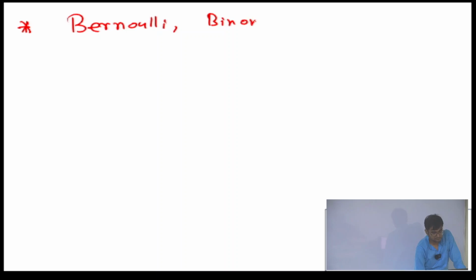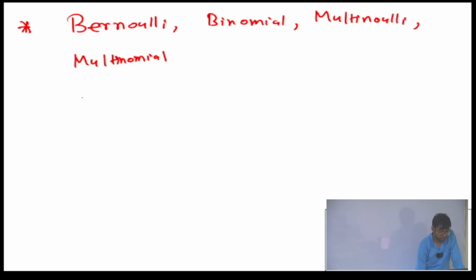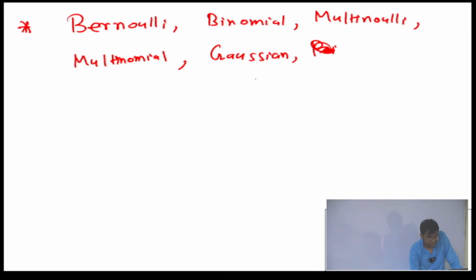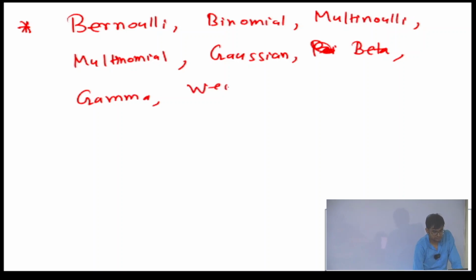Lastly, for today, I will quickly give you some examples of popular PDFs and PMFs. Obviously I could not finish everything, I was expecting that, so we will finish it on Monday before we start with other things. There is Bernoulli, binomial, multinomial, Gaussian, obviously normal, and Poisson. Poisson you will not need in this course, so I am not writing it. Then there is beta, gamma, Weibull, Cauchy, and so many others. I can keep on writing, this page will not be enough.